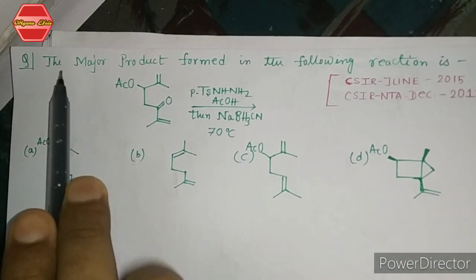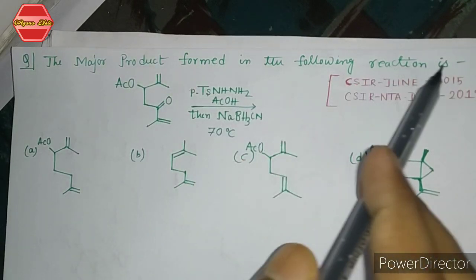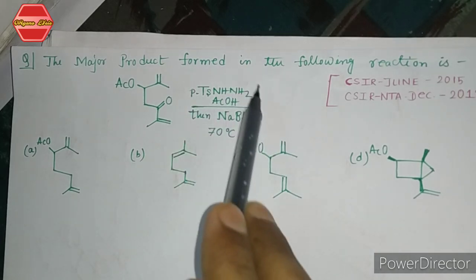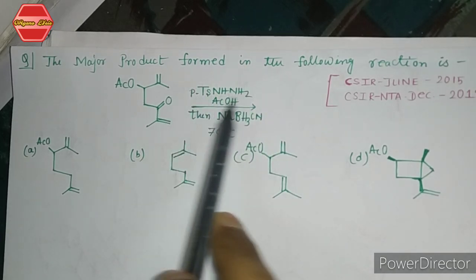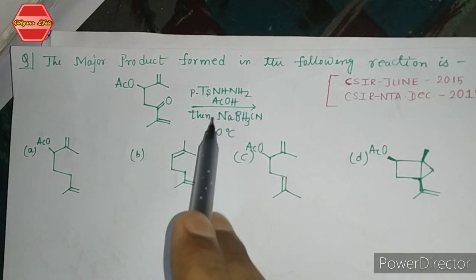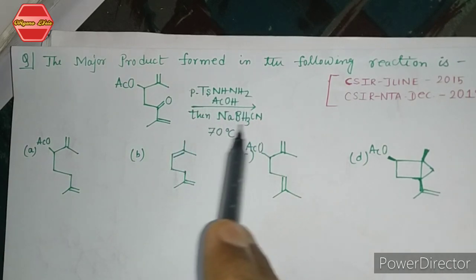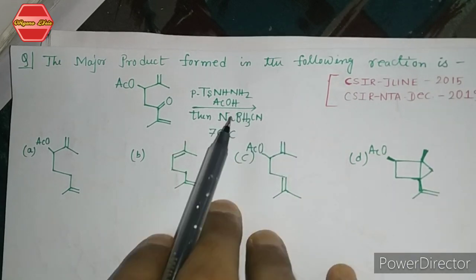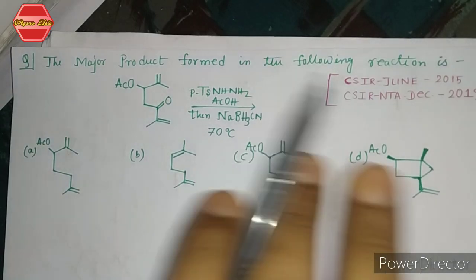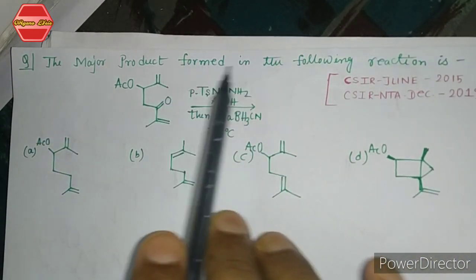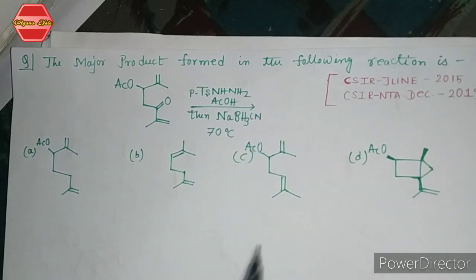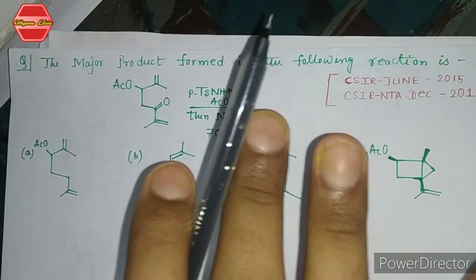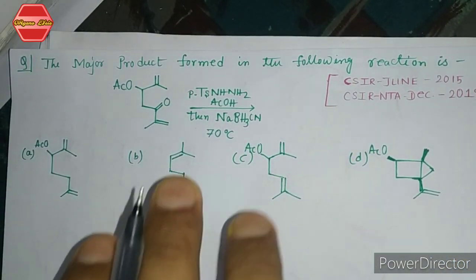Okay, so the question is: the major product formed in the following reaction. There is a substrate given like this, and you have been given this kind of reagent, that is tosyl hydrazine in acetic acid, and then sodium cyanoborohydride, and the temperature is 70 degrees Celsius. Previously I said that every reagent has a role in the specific reaction. So here also the same thing is happening.